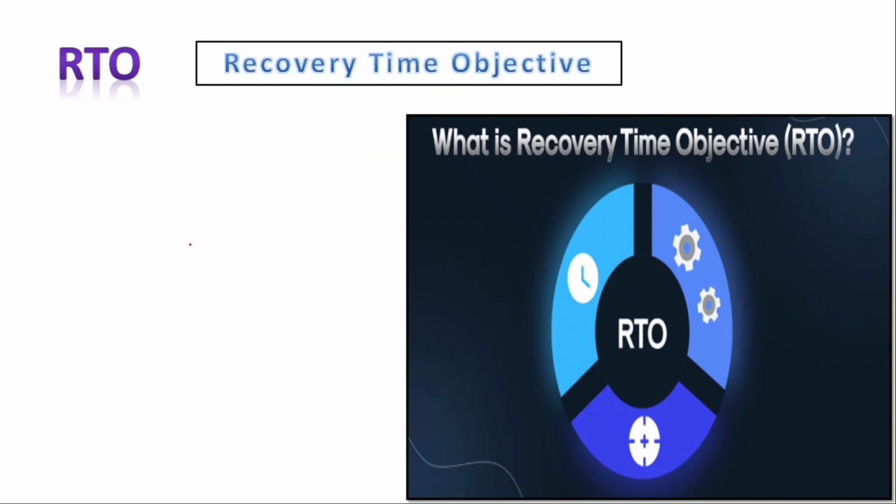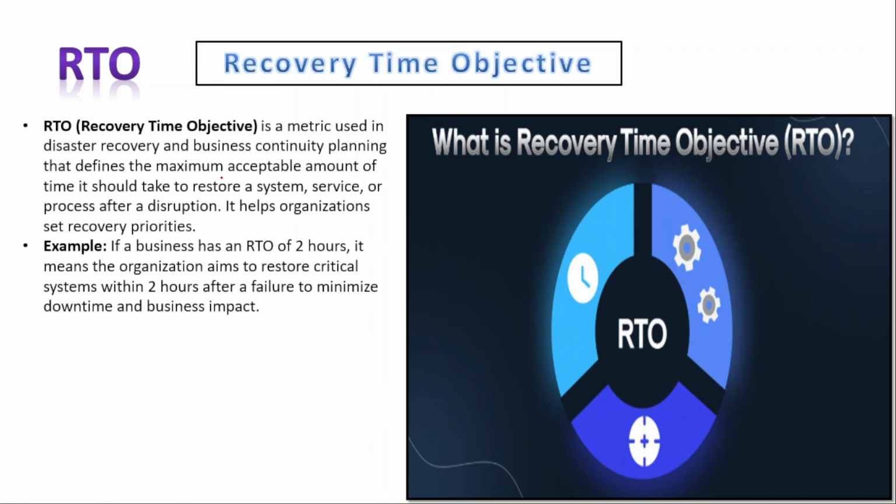RTO, that is recovery time objective. So RTO or recovery time objective is a metric used in disaster recovery and business continuity planning that defines the maximum acceptable amount of time it should take to restore a system, service, or process after a disruption. It helps organizations set recovery priorities. Example, if a business has an RTO of 2 hours, it means the organization aims to restore critical systems within 2 hours after a failure to minimize downtime and business impact.